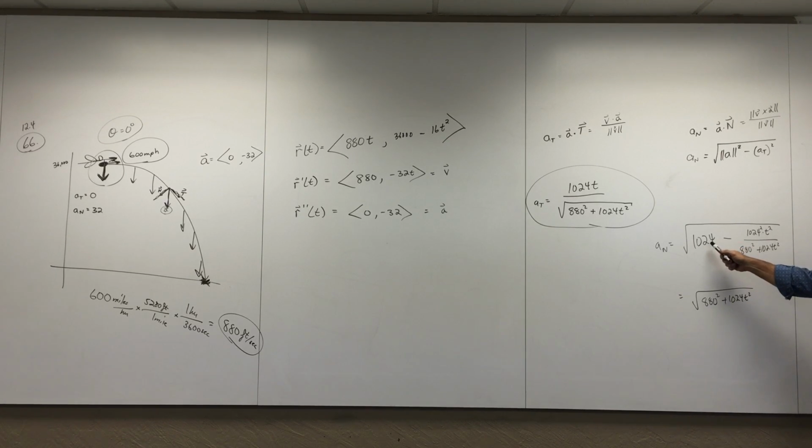What do I have to do? I've got to multiply it by 1024. So it'll be 1024 squared t squared minus this 1024 squared t squared. I think those will cancel. I think my numerator is 880 times 32. It's the square root of 1024 times 880 squared. Dude, I just did a lot of work in my head.